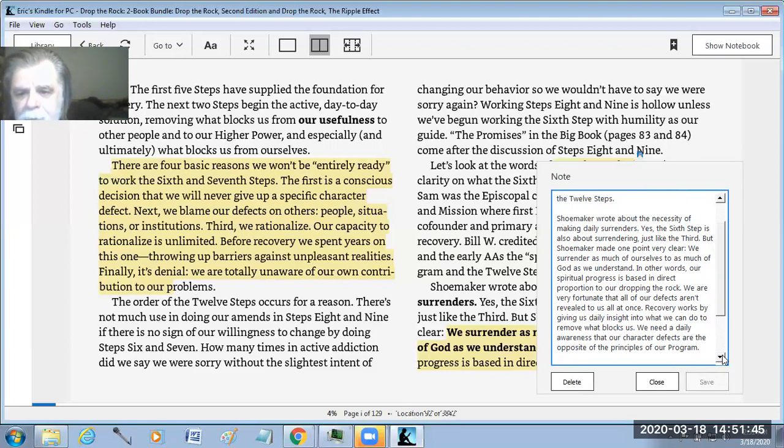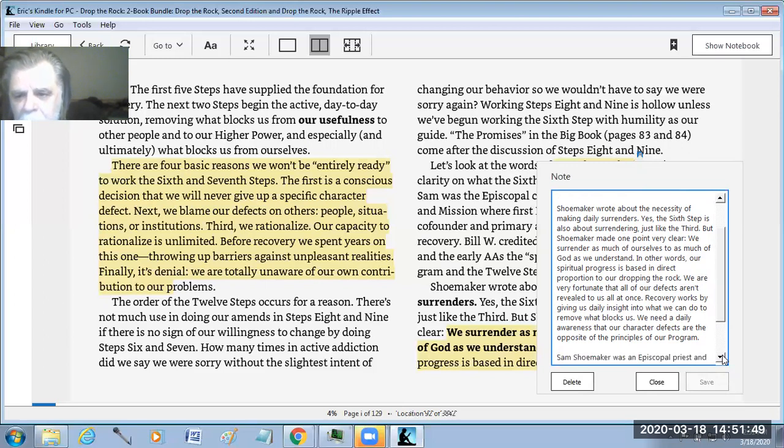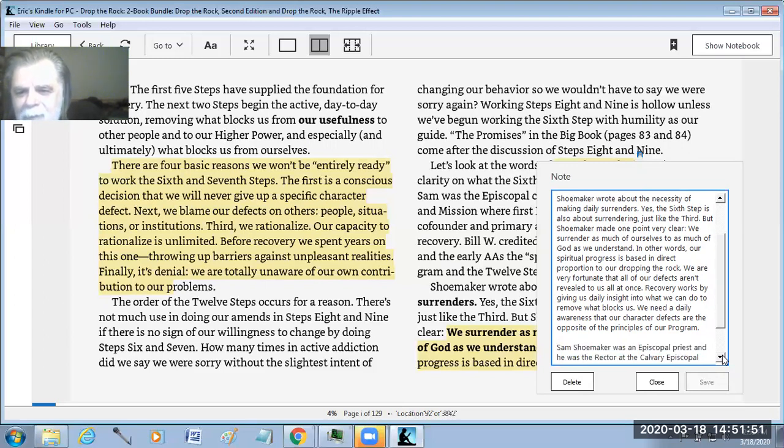We are very fortunate that all of our defects aren't revealed to us at once. You may know that. I'm not sure how many people actually can appreciate that fact. I certainly appreciate it by now.